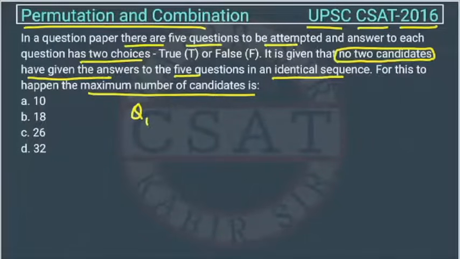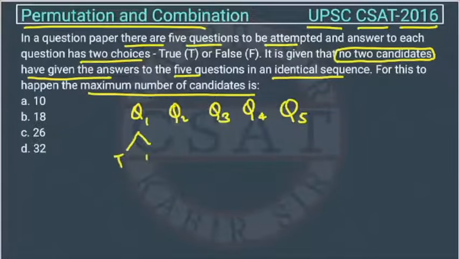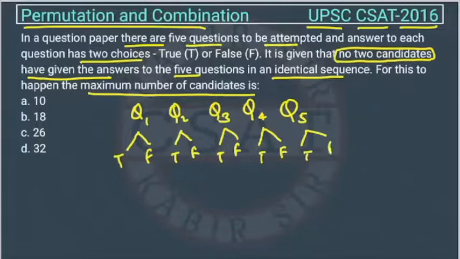So the question is, there are 5 questions. Suppose the questions are Q1, Q2, Q3, Q4 and Q5, and for each question the answer can be either true or false. For each question we have 2 choices, true or false. The question is saying that no two candidates have given the answer to the 5 questions in an identical sequence. So here we simply have to find out how many unique sequences we can generate.